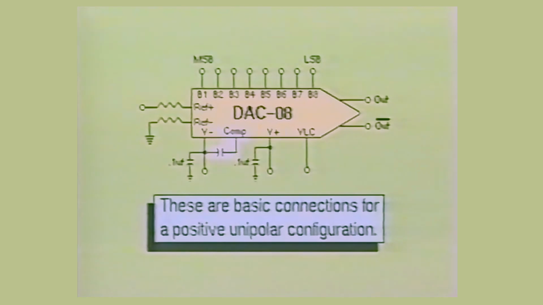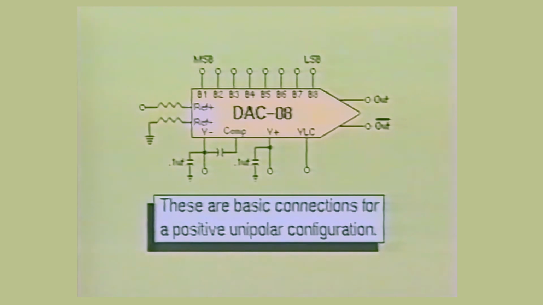The compensation input is used to form the AC frequency response properties of the circuit. In most TTL applications, the compensation input will be bypassed to the negative DC power supply through a 0.01 microfarad capacitor.